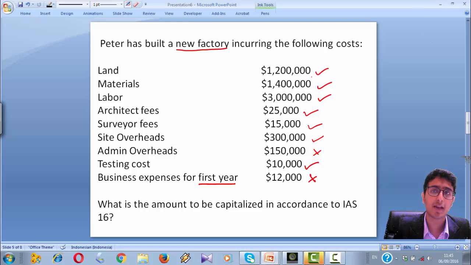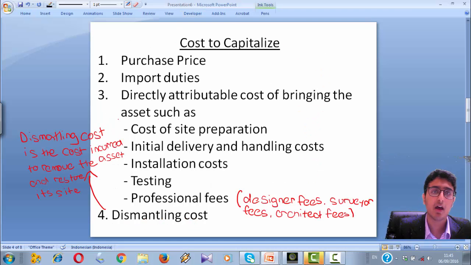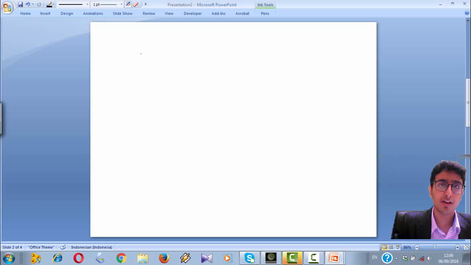Now, if we add all the items that we have to capitalize, we are going to get $5,950,000. Okay? Please note that all these costs to capitalize are very important for the ACCA F7 examinations. We have learned that we value non-current assets at cost. We have learned that initially we value assets at all the costs in the list provided.